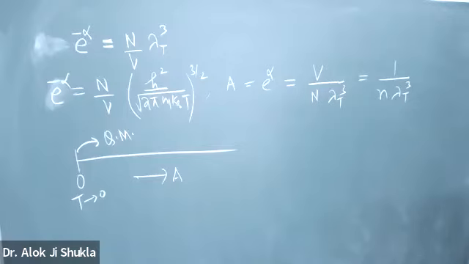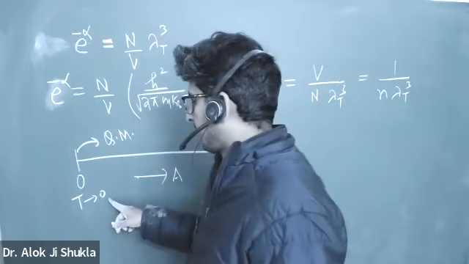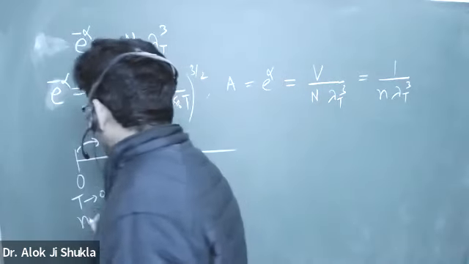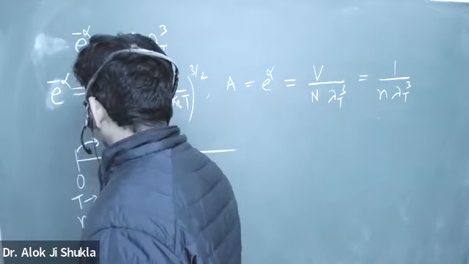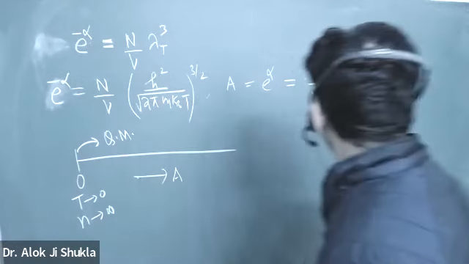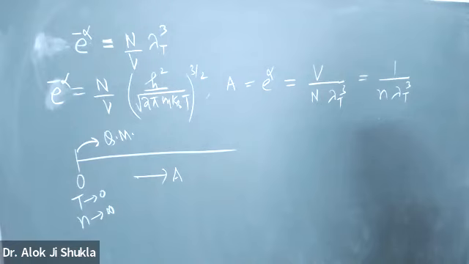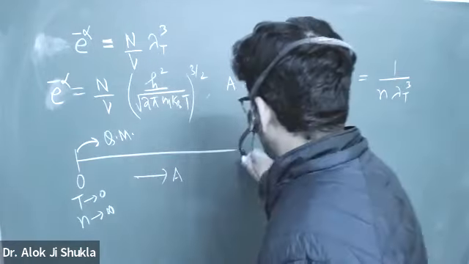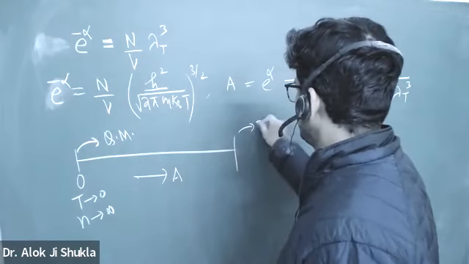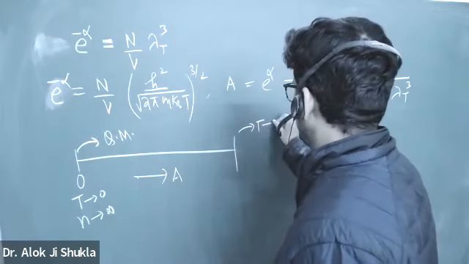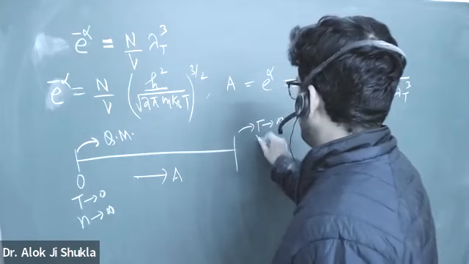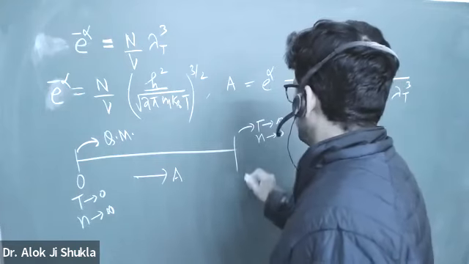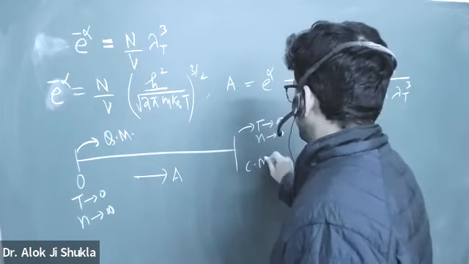Yes, look sir. Right? So if temperature is low and number densities are high, then it is quantum mechanics. And if temperature is high and number densities are low, then it is classical mechanics.